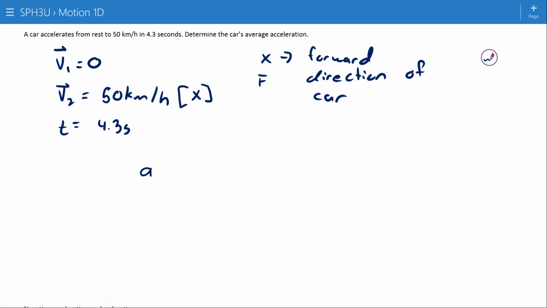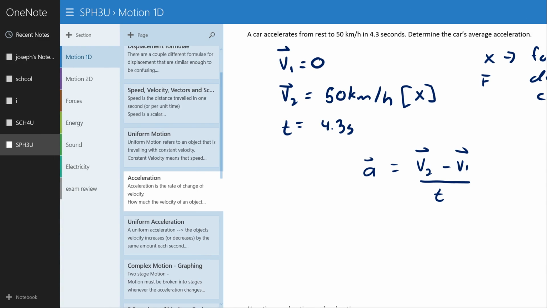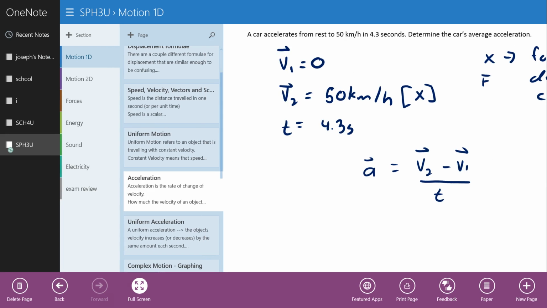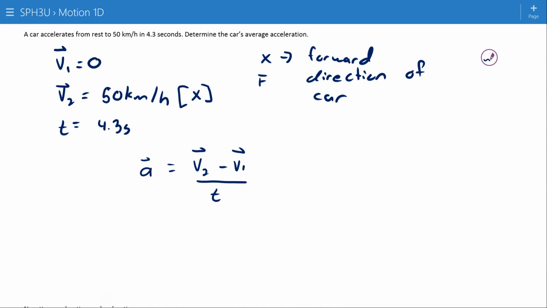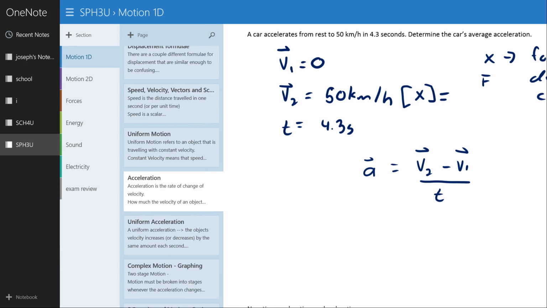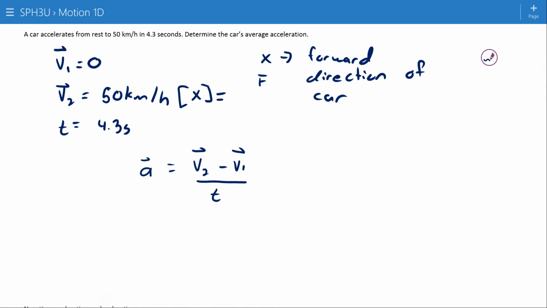So our acceleration is equal to our change in velocity divided by the time. I nearly forgot here, just as I was talking about a second ago, I can't leave that 50 kilometers an hour alone as it is. I need to change it to meters per second. So, if I recall from a couple videos ago, that means that I have to divide by 3.6, which works out to be 13.9 meters per second, again in this x direction, whatever.